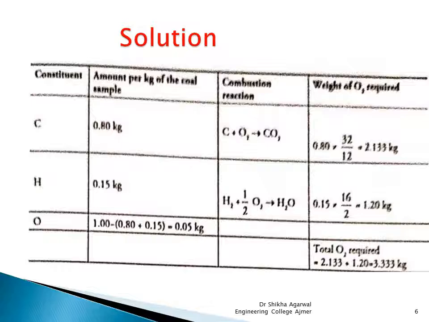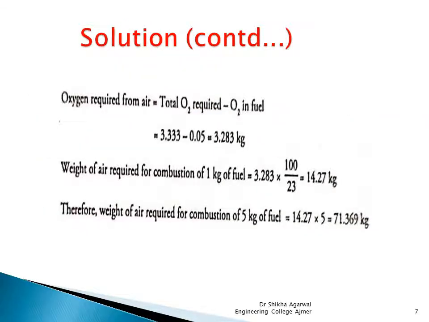So total oxygen required, you add the two: 2.133 plus 1.20. So that comes out to 3.333 kg. Now from this we can calculate what is the oxygen required from air. It is the total oxygen required minus the oxygen in fuel. So the total oxygen required is 3.333. The oxygen in fuel is 0.05 kg, so we subtract it. So the net oxygen which is required from the air that you are supplying will be 3.283 kg.